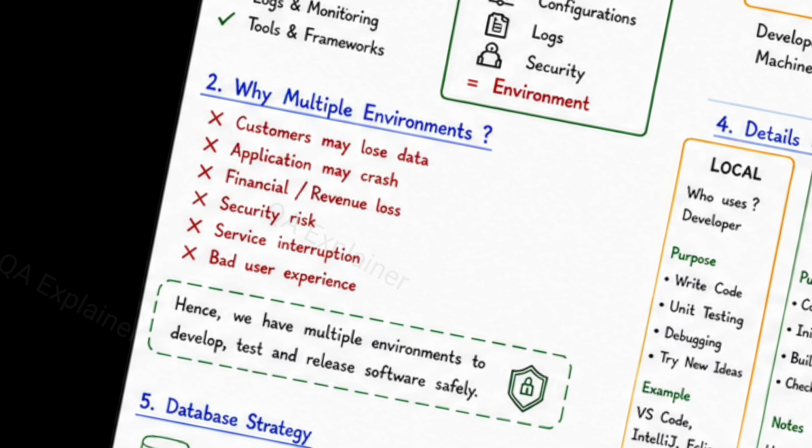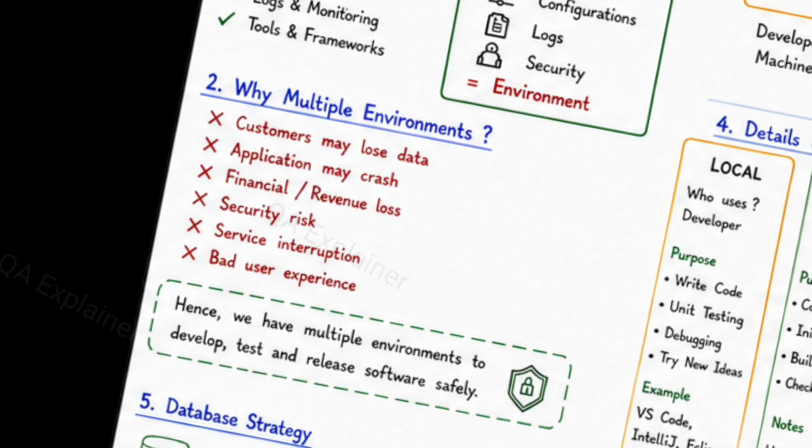Now second: why are multiple environments required? Why can't we have just two environments, one for creation and one for deployment, where I create my application, test it there, and directly deploy it in production so people start using it? There are some major concerns. First, the customer may lose data. Why? Because if our environment gets hacked or penetrated by people outside or inside our organization, there is a very high chance that customer data will leak.